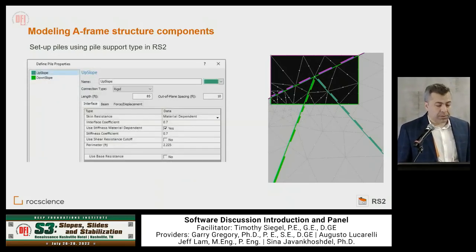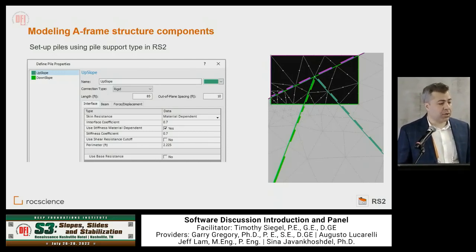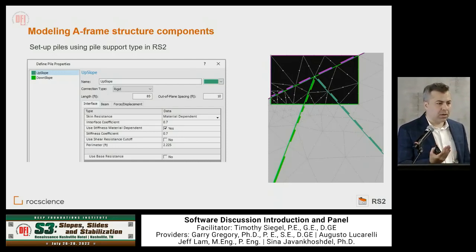Then for the pile, we use the new feature that we have in RS2 called the pile option. We used to use a structural interface. There is a slight difference between them. If you want, I'll explain later in the question section. But for the pile option, we have the out-of-plane spacing of 10 feet. As Jeff explained, the 2D analysis assumes that the piles are all in the same plane because it's 2D, and that is with 10 feet of out-of-plane spacing. And for the upper slope pile and the lower slope pile, the down slope pile, we defined them the same way.